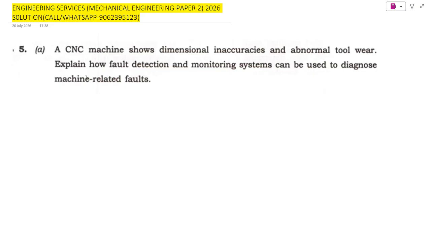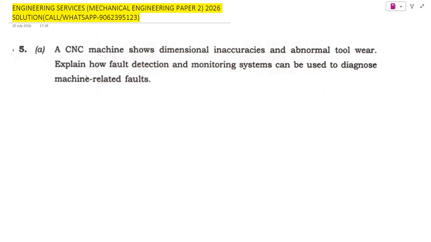The machine is showing two problems. Problem one, that is dimensional inaccuracies, like parts are oversized or undersized, poor repeatability, and incorrect geometry. And problem two is abnormal tool wear, like rapid wear of the cutting edges, frequent tool failure, poor surface finish. So now remember an important engineering principle: symptoms are not faults. Symptoms only indicate that some faults exist.